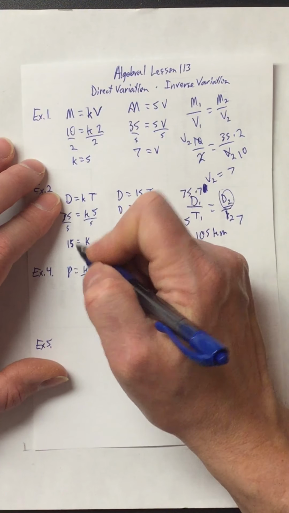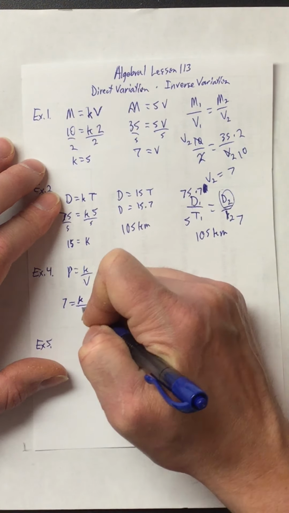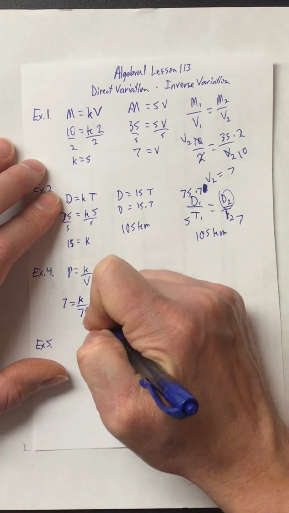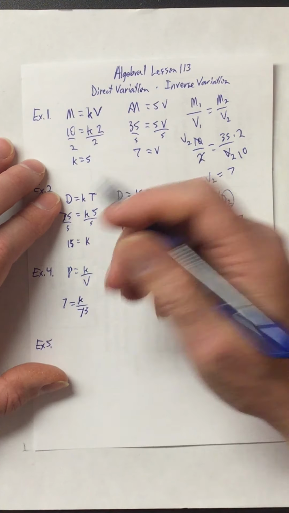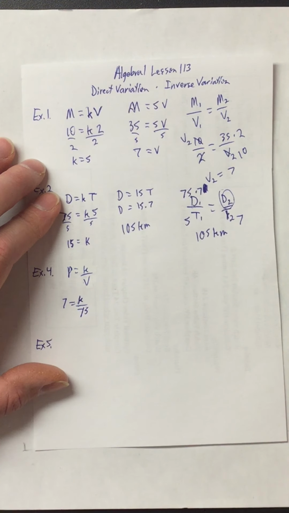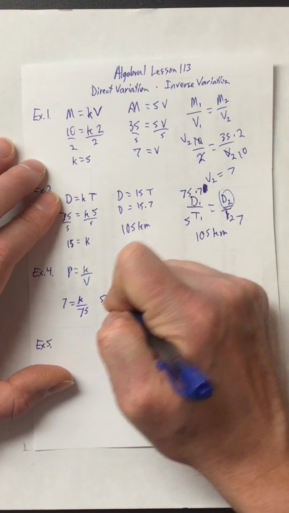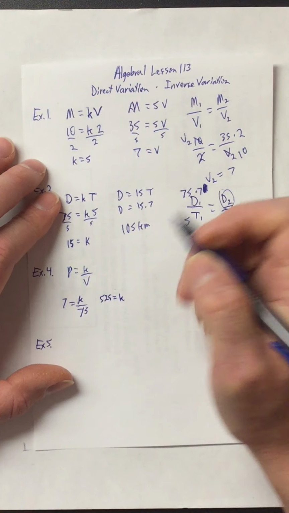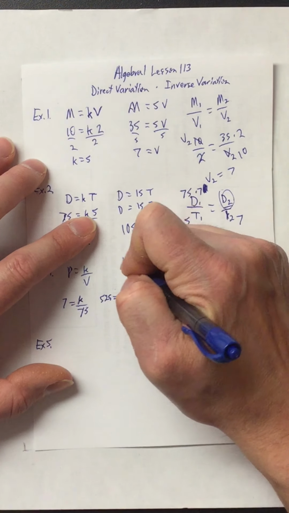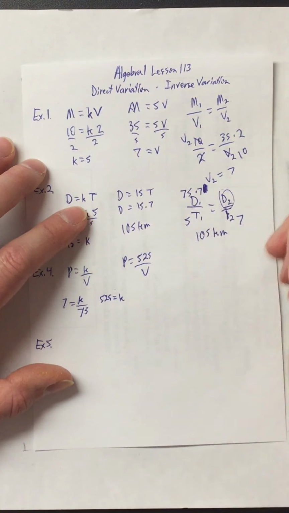So let's put those values in. We're going to put 7 is equal to our constant, and then our volume is 75. Okay, so let's find out what that's going to be. Cross multiplication looks like 7 times 75. And so it looks like our constant is 525. So let's put that back in. So pressure is equal to 525 over our volume.